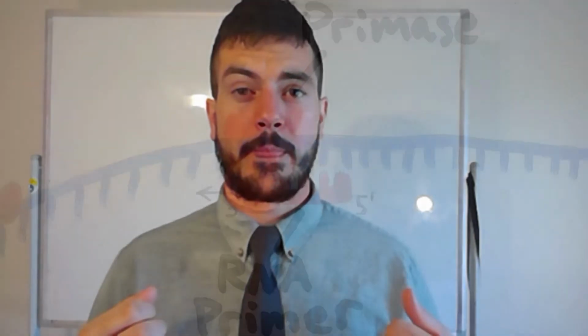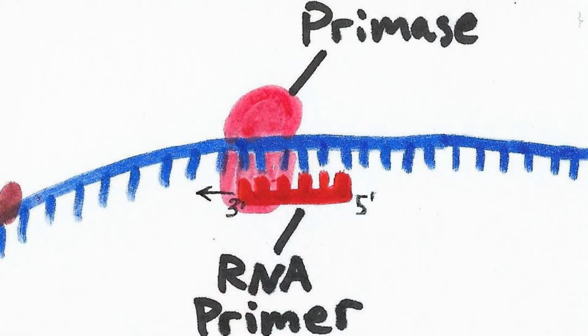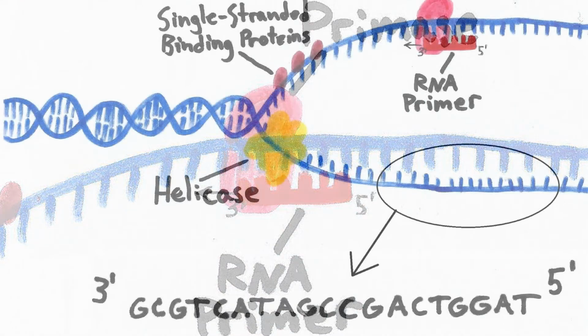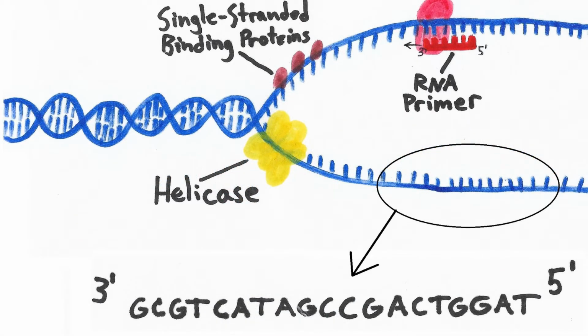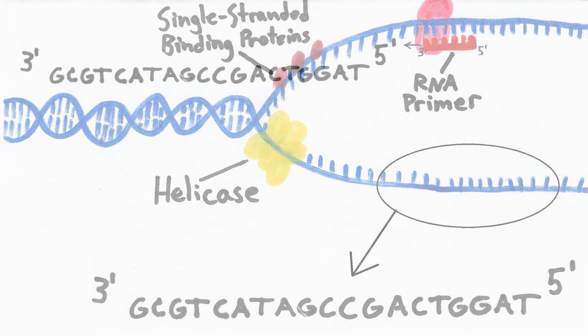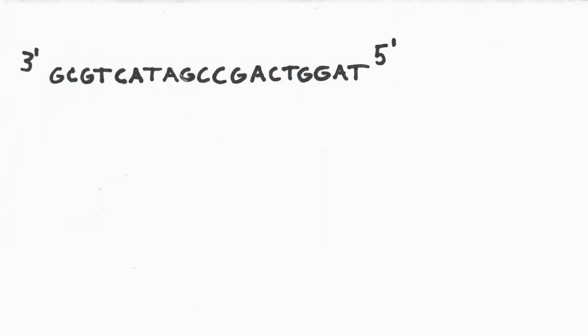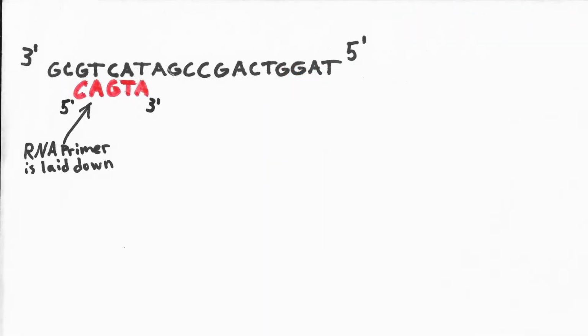So the very first thing that happens once the DNA gets opened up is primase is going to make the RNA primer. And the RNA primer is going to go and attach, starting from the origin of replication, and it's going to lay it down in the 5' to 3' direction, beginning at the origin of each parental strand.